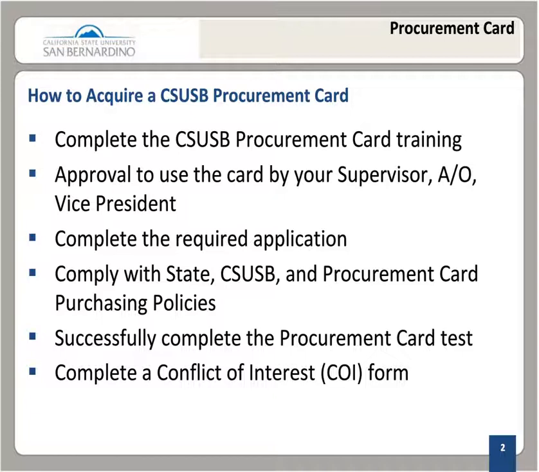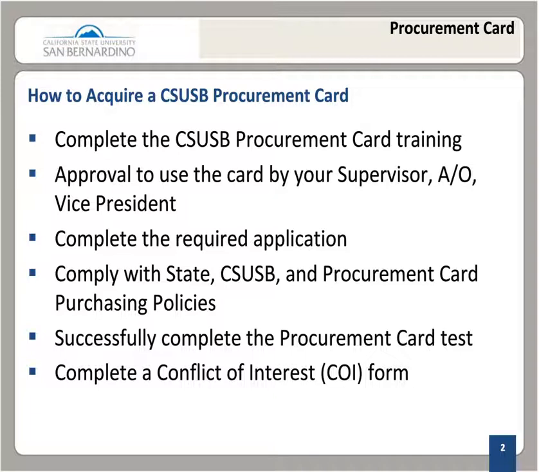With the privilege and the convenience of having a procurement card comes considerable responsibility. So how do you get a card? You need to complete the CSUSB Procurement Card Training, which you have started, obtain the approval of your supervisor, and the signatures of the approving officials and division vice president.